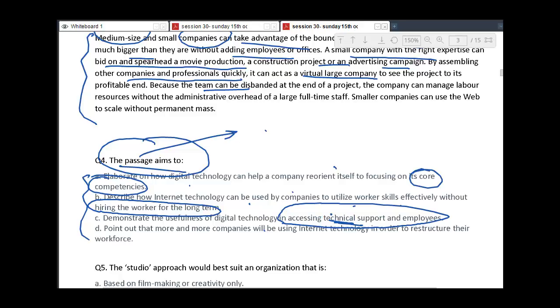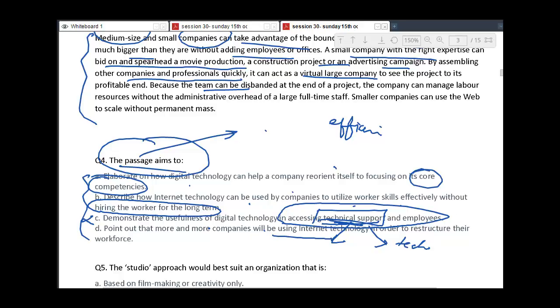He's not talking about technical support and employees, people. In fact, the author says that there has to be efficient use of manpower. See, in every paragraph, this is again not, technical support becomes very much restricted to only technology-based companies. But if you look at the Hollywood example the author has given, it is not C. C goes out first and points out that more and more companies will be using internet technology in order to restructure their workforce. But how?